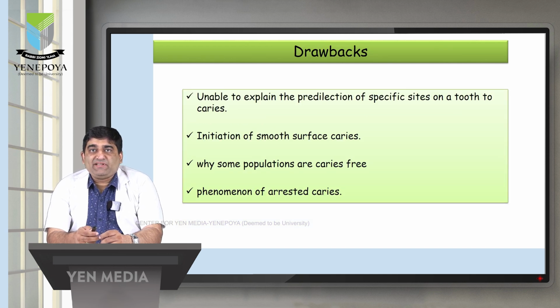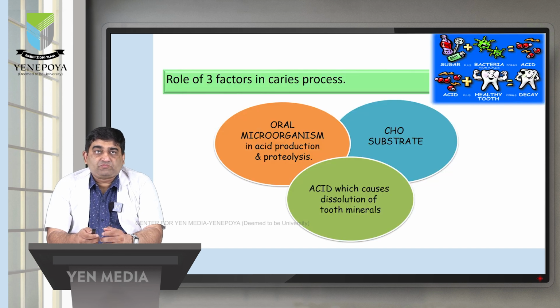Drawbacks: they are unable to explain the predilection of specific sites on the tooth to caries. What about the initiation of smooth surface caries? That is also not explained. And the question as to why some populations are caries free is also not explained. The phenomenon of arrested caries is also not explained.